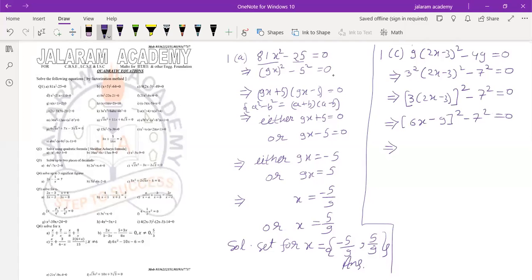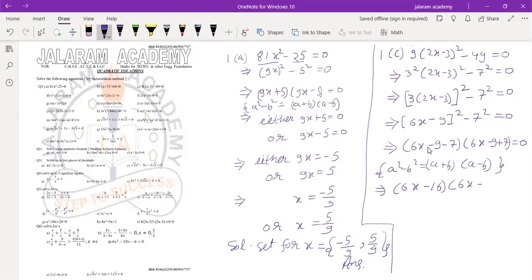It implies now it is the difference of 2 squares. So we can use what? Sir, a square minus b square is equals to a plus b into a minus b. So it is 6x minus 9 minus 7 into 6x minus 9 plus 7 equals to 0. It implies 6x minus 16 into 6x minus 9 plus 7, minus 2, equals to 0. Understood, everyone? Any doubt?